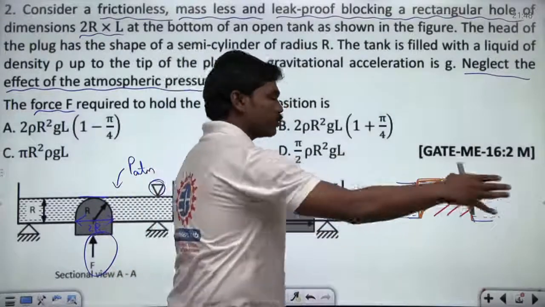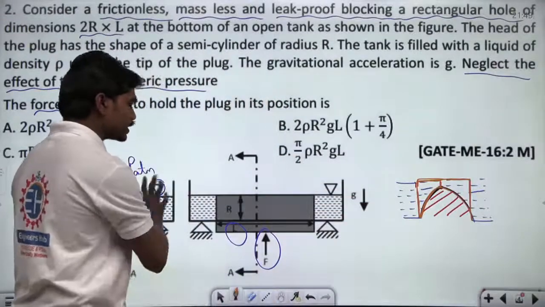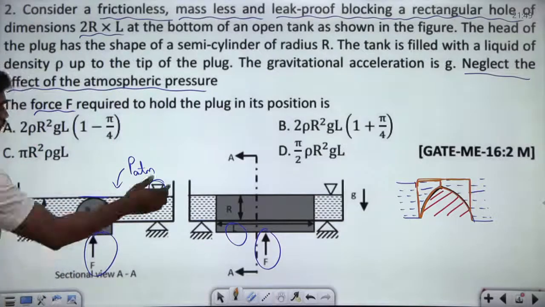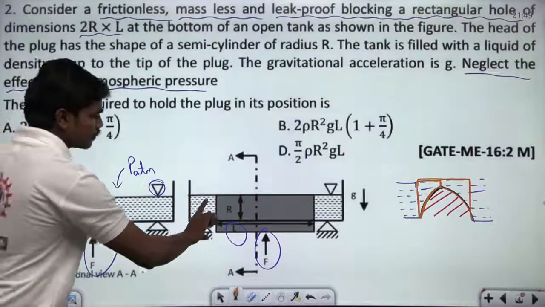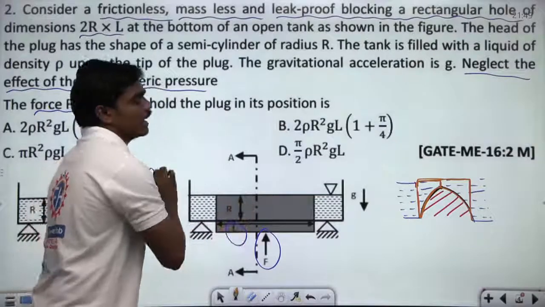Now this is to a distance of L into the plane of the board. That's what you can see in the side view. This is the front view. So if this front view is drawn in the side view, this plug is of length capital L, which you can see here.